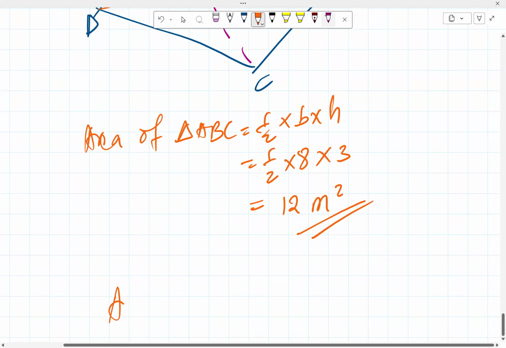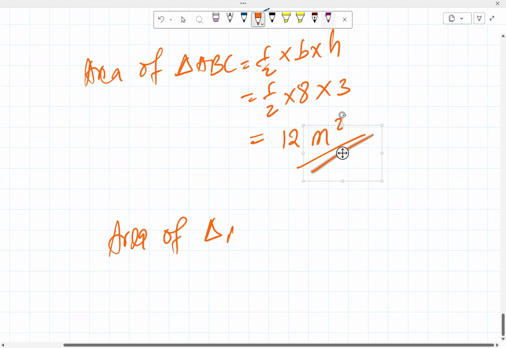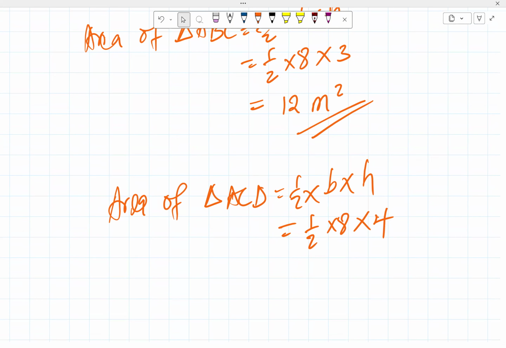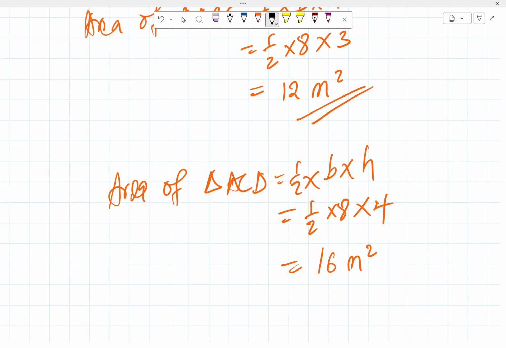Then we have the other triangle, which is ACD. Triangle ACD, again, is half times base times height. So that is half, the base is still 8, the height is now 4. So that's 32 over 2. That's 16 meters squared. So you can then talk about the total area.